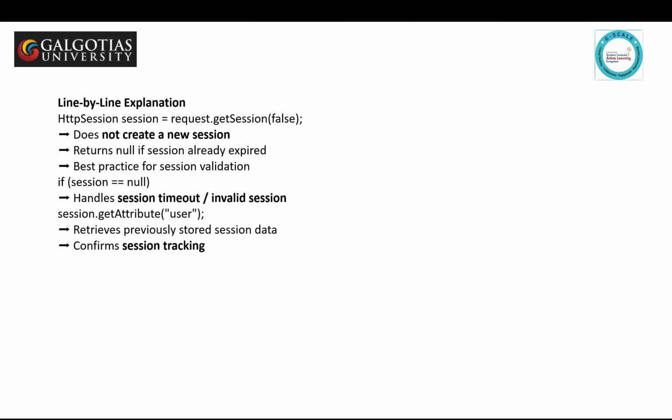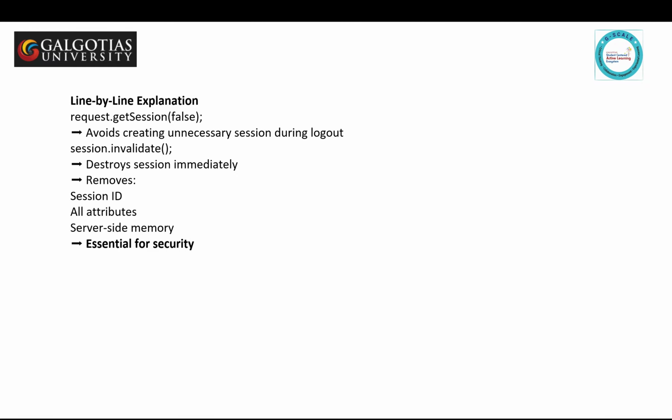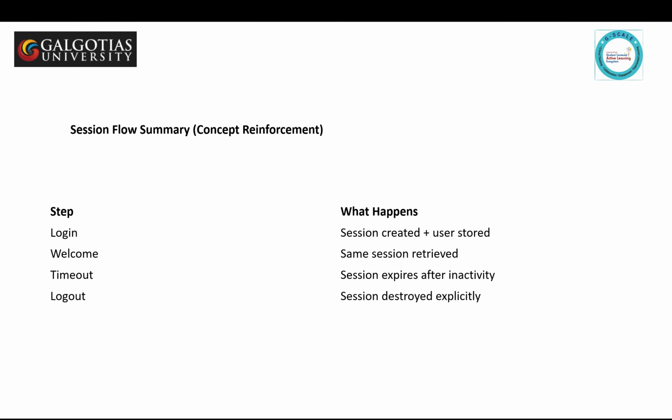If the session is null, it means the session expired. The user must log in again. session.getAttribute retrieves previously stored data, proving session tracking. getSession(false) avoids unnecessary session creation. The invalidate method destroys the session immediately. This ensures security, memory cleanup, and no unauthorized access.